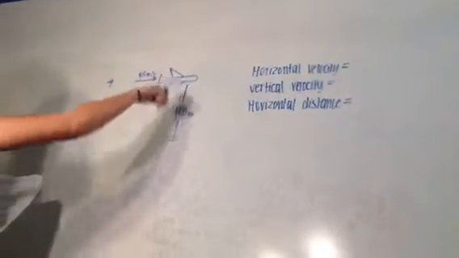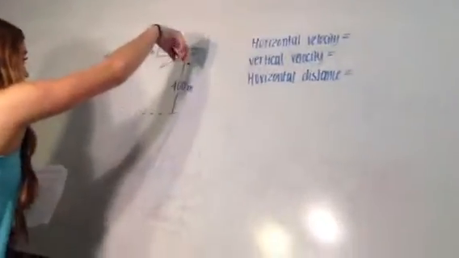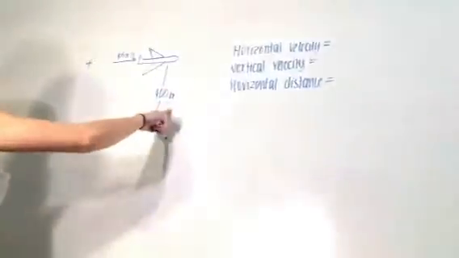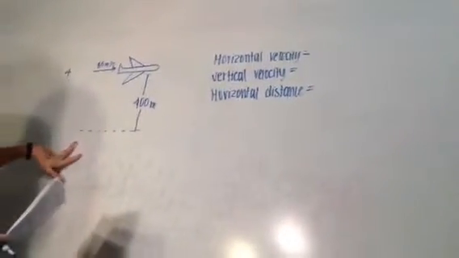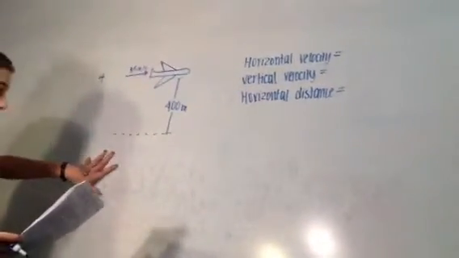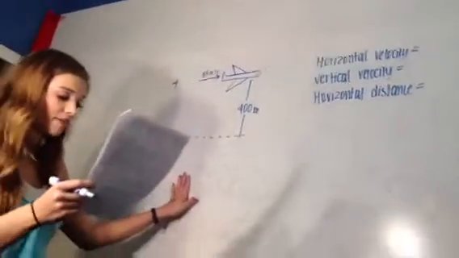To projectile motion problem number 4. It tells you that an airplane that's traveling at 85 meters per second drops a bowling ball, and the plane is 45 meters above the ground, and it asks you to find the horizontal distance that the bowling ball will travel after it's dropped, as well as the horizontal velocity and vertical velocity of the bowling ball.